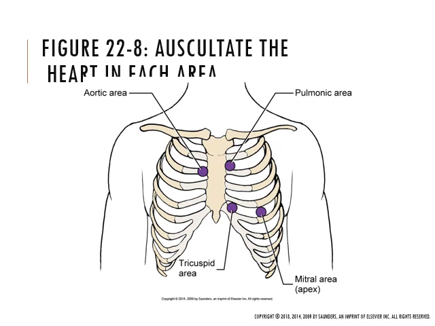So here's a nice figure of how you auscultate the heart in each area. You're always going to start with the aortic landmark, then move to the pulmonic, then the tricuspid, then the mitral.